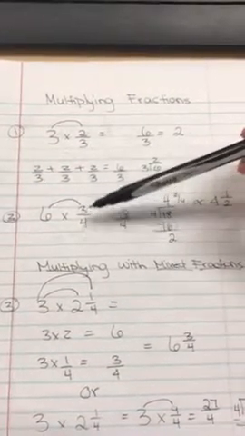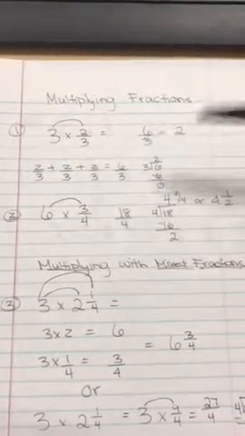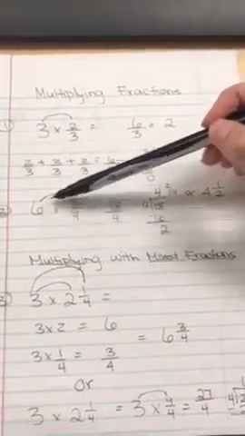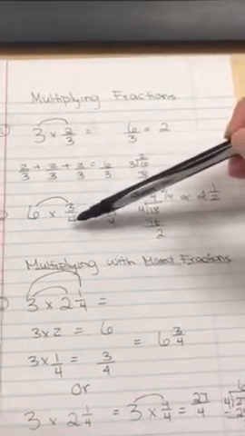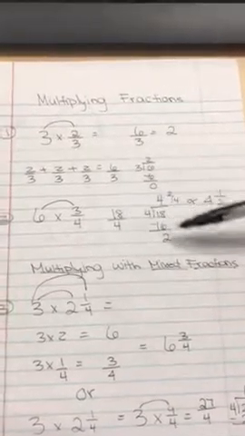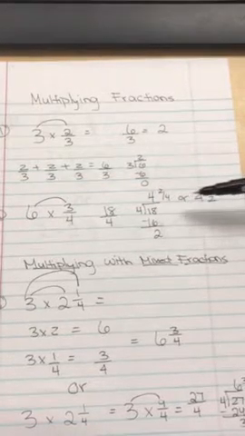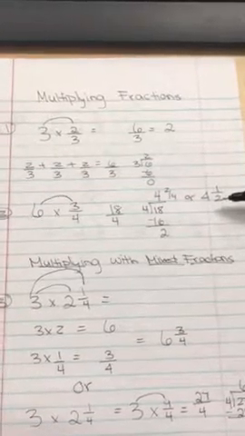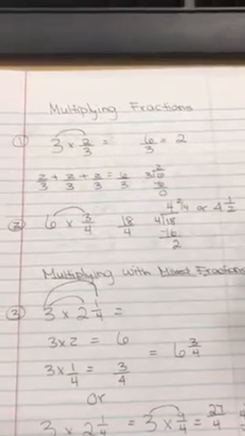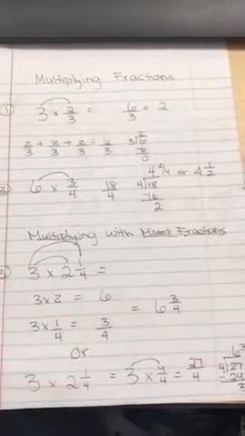Another example would be like 6 times 3/4. Instead of me adding 3/4 six times, it's faster to multiply. So 6 times 3 is 18. I keep my 4 constant. When I change it over, I'm going to get 4 2/4, or I'm going to get 4 1/2. Okay? Kids will also be multiplying with mixed fractions.